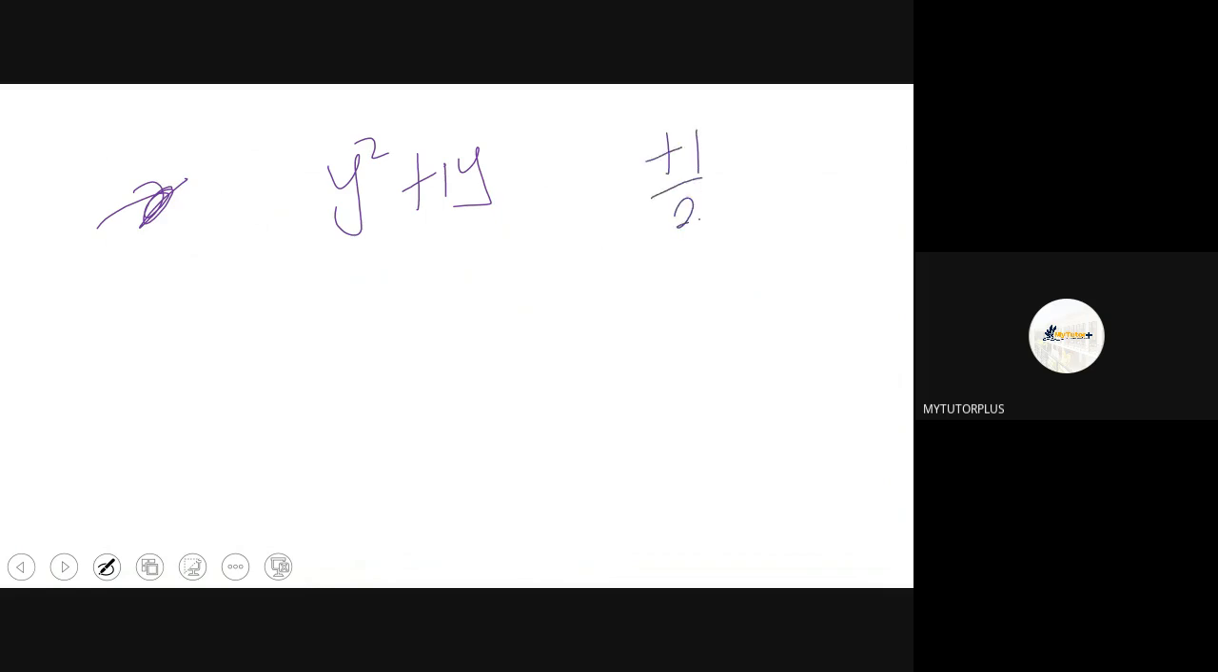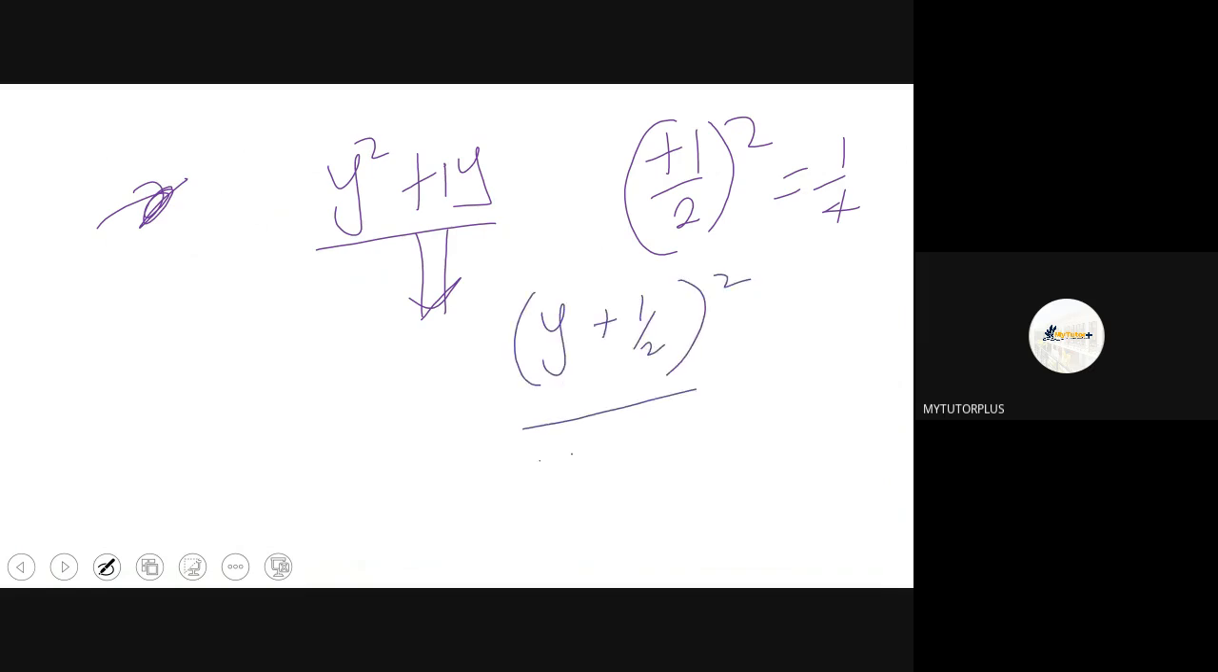Half of it is going to be divided by 2, then square it. And that will simply give me 1 over 4. So 1 over 4 must be added. Expressing this one in perfect square form will give me what now? y plus 1 over 2 all into bracket square. And that is going to be my final answer for this particular question.